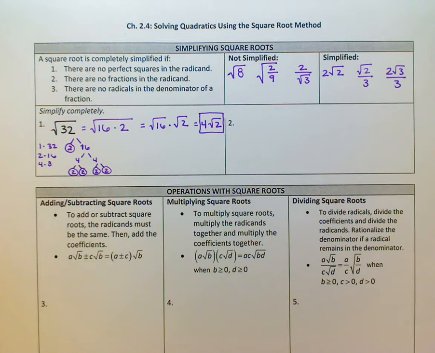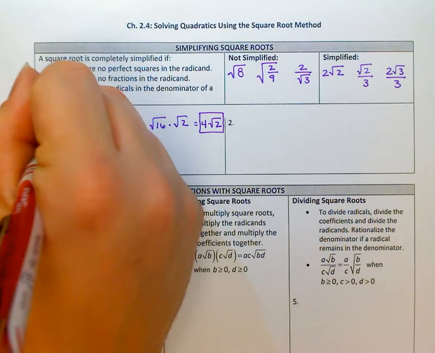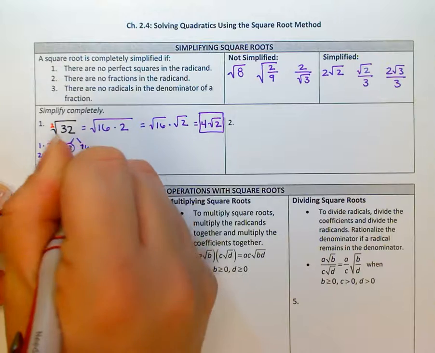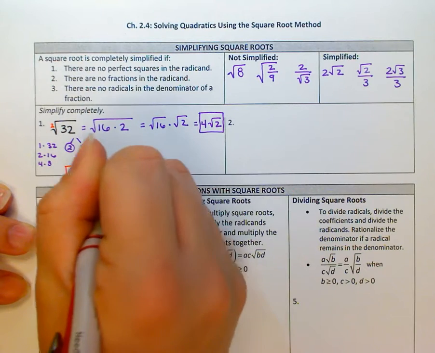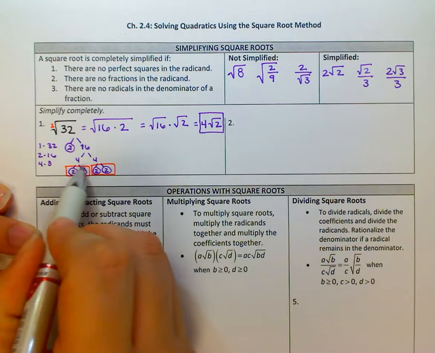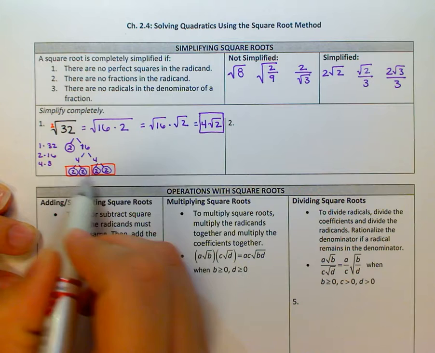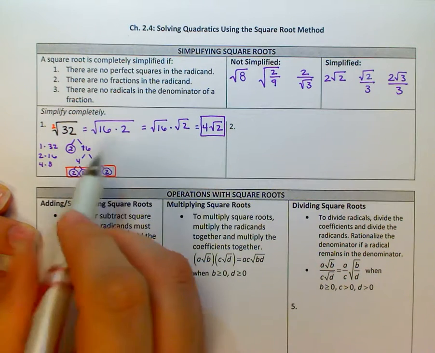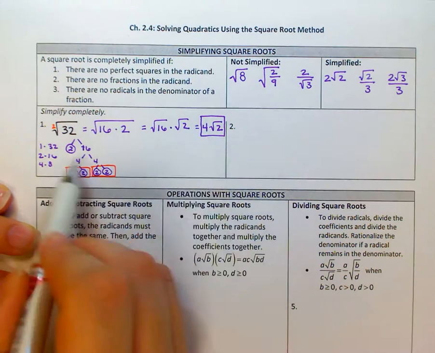So 2 is prime, 3 is prime, 5, 7, 11, 13. These are prime numbers. So you could break this down into its prime factors, and then from there you could find the perfect pairs, because since this is a square root, we would need pairs of 2. So you could say, okay, there is a pair of 2, there's a pair of 2, so this would be the square root of 4, which is 2, the square root of 4, which is 2, and then the square root of 2. So notice you would get 2 times 2, which is 4, and then square root of 2.